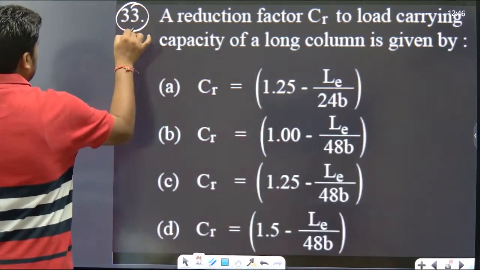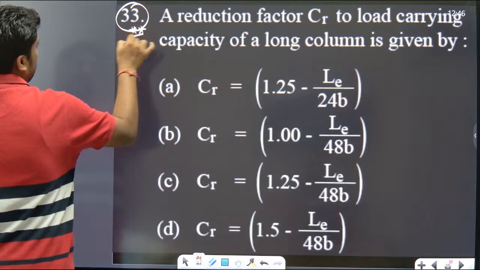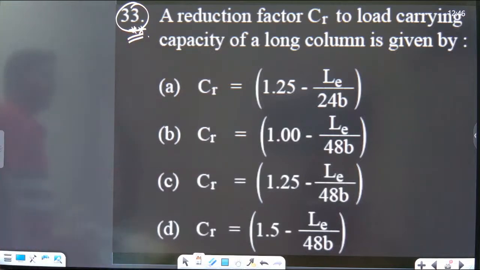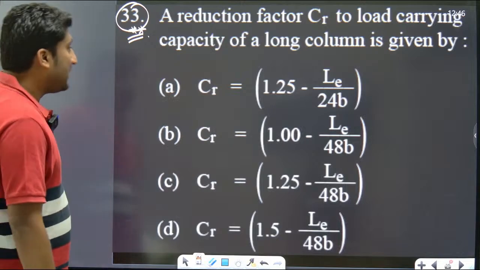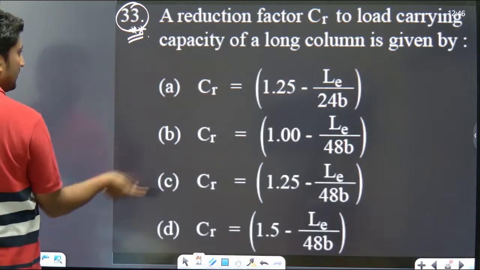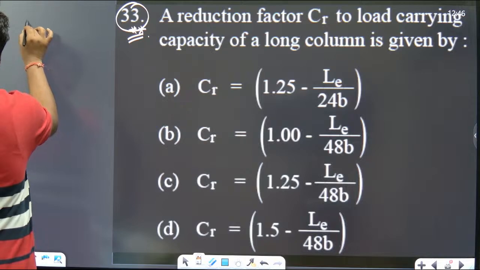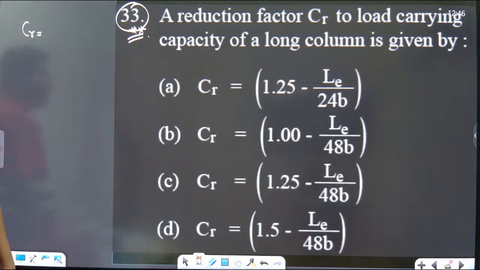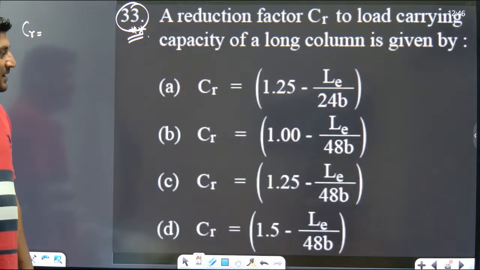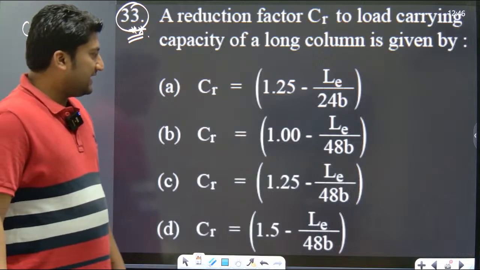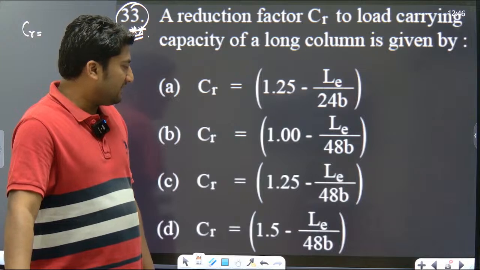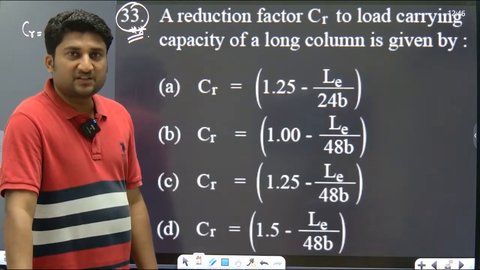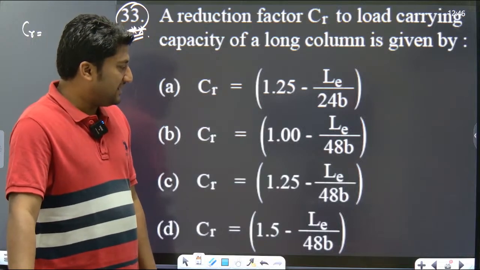Answer this question and put a star mark on this. I find this question very important for your upcoming examination. Okay, a reduction factor CR to the load carrying capacity of a long column. Whenever a long column fails by buckling, what is the reduction factor that we apply? 1.25 minus LE upon 24B, where effective length is LE. 1 minus LE upon 48B. 1.25 minus LE upon 48B. So this is just by observation, LE upon 48B is the correct one.